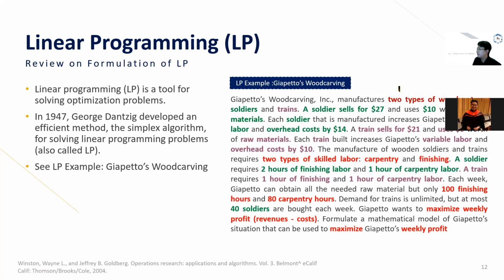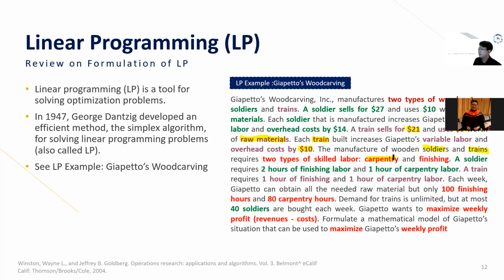Okay, trains sell for $21, and use $9 of raw materials. And for trains, the labor and overhead cost is $10. Okay, and to manufacture these soldiers and trains, two types of skilled labor are needed.